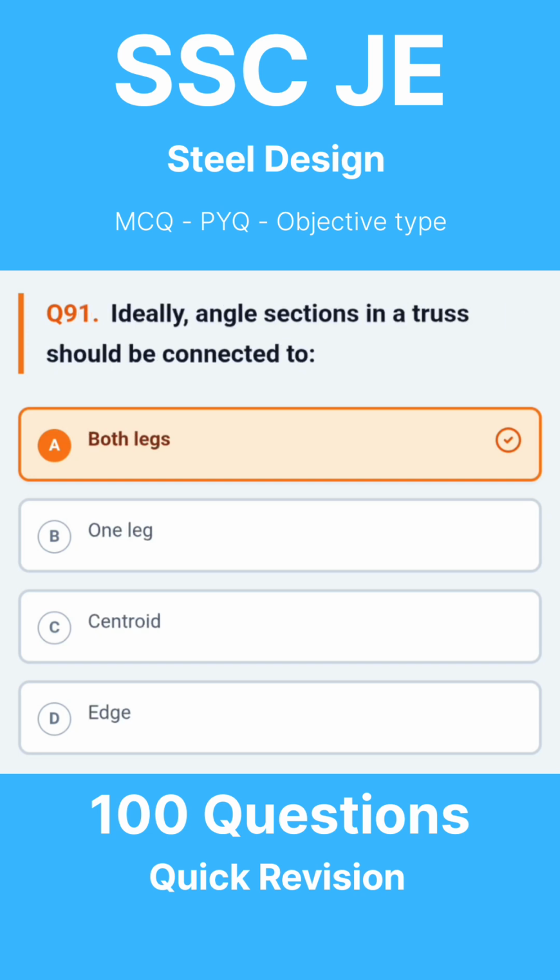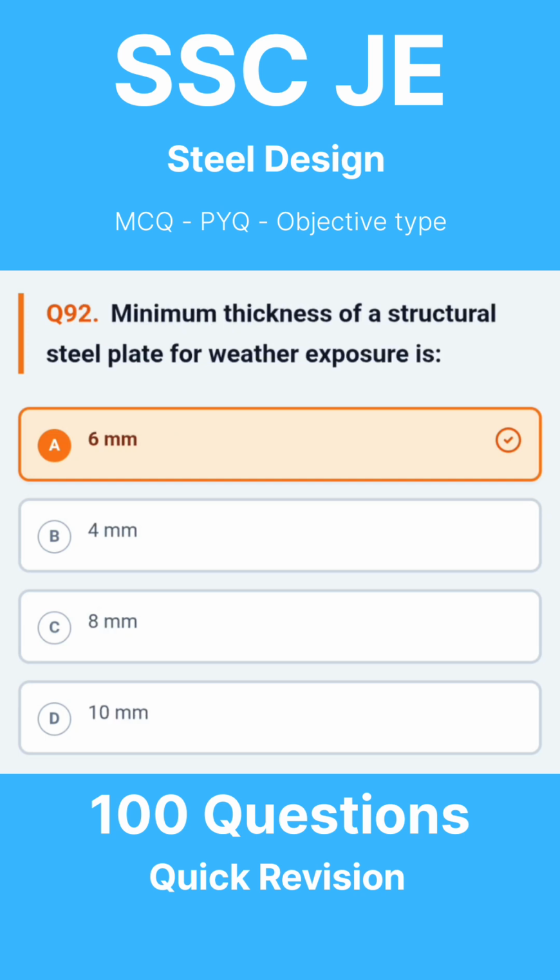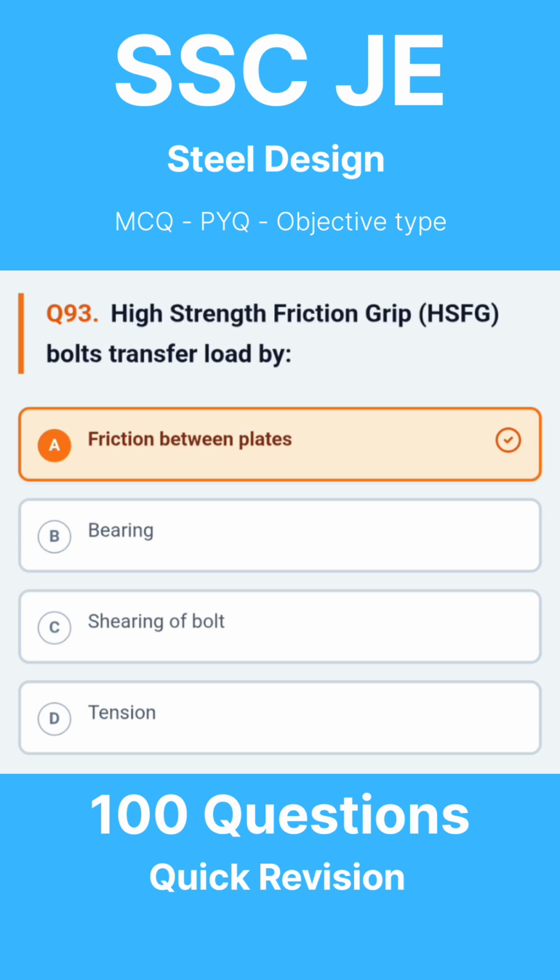Question 91. Ideally, angle sections in a truss should be connected to. The correct answer is both legs. Question 92. Minimum thickness of a structural steel plate for weather exposure is. The correct answer is 6 mm. Question 93. High-strength friction grip HSFG bolts transfer load by. The correct answer is friction between plates.